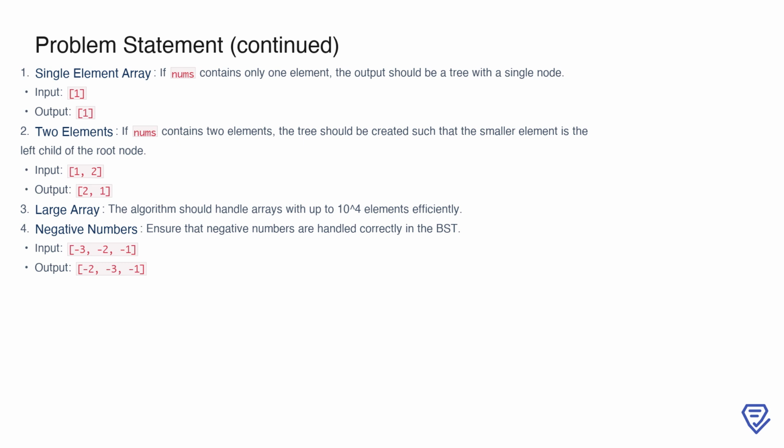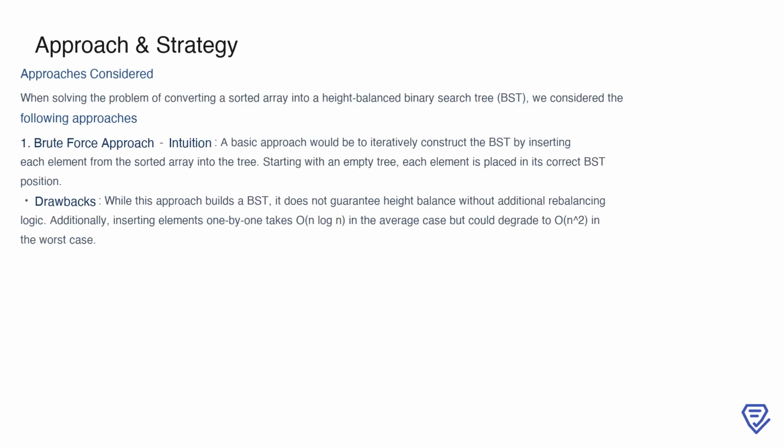Finally, the solution must correctly handle negative numbers, ensuring they are placed appropriately in the BST. For example, given -3, -2, -1, the tree would place -2 as the root, with -3 and -1 as its left and right children, respectively. These edge cases ensure the algorithm works for a wide range of inputs, including small arrays, large arrays, and arrays with negative values.